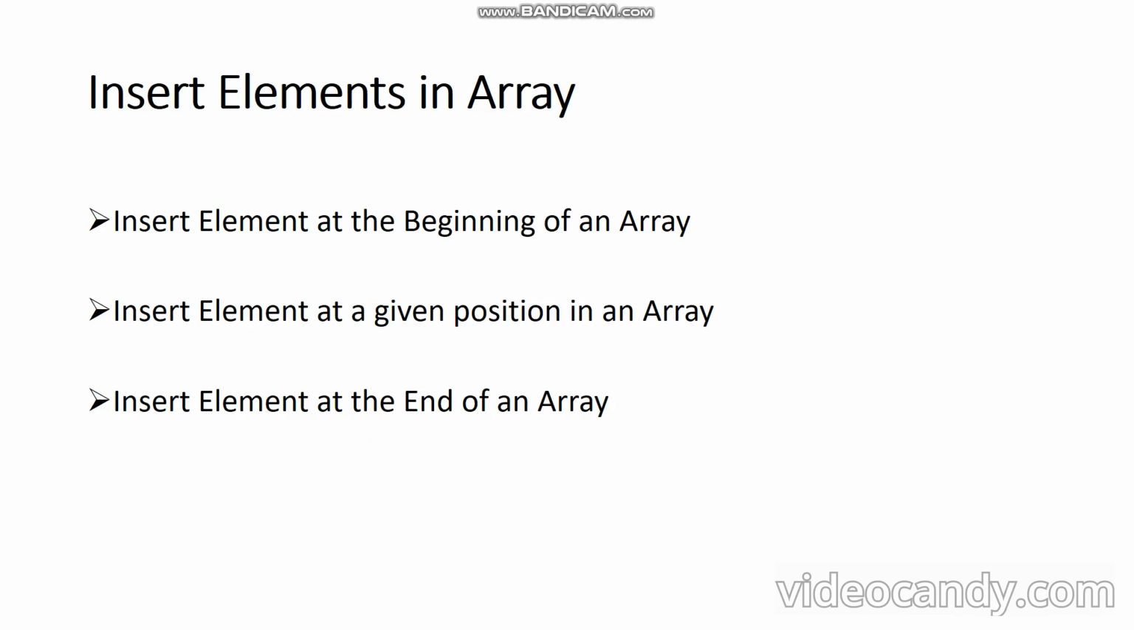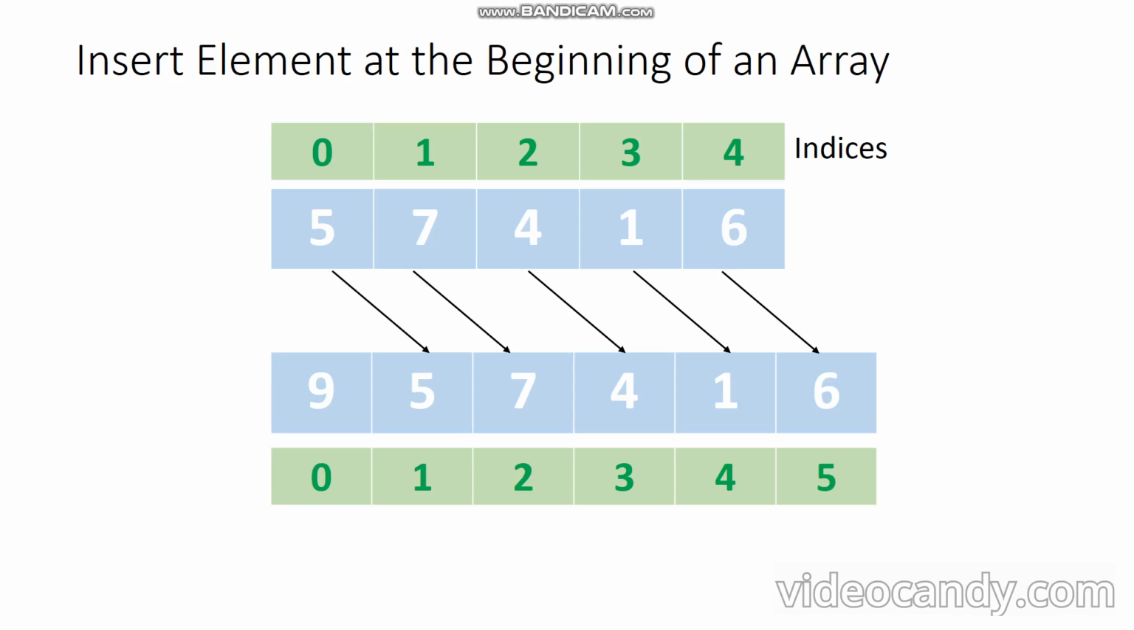Now, the next operation on array is inserting the elements in an array. For inserting the element, again we have three types. One is you can insert the element at the beginning of the array, that means right at the first position, or you can insert the element at the given position, that means it can be in between anywhere, or at the end of the array. Let's see one by one. So first of all, inserting the element at the beginning of the array.